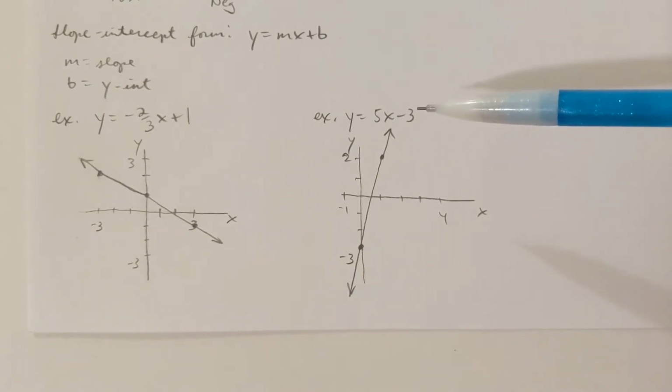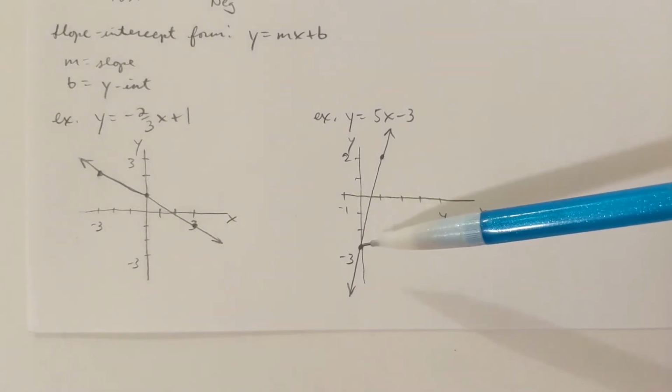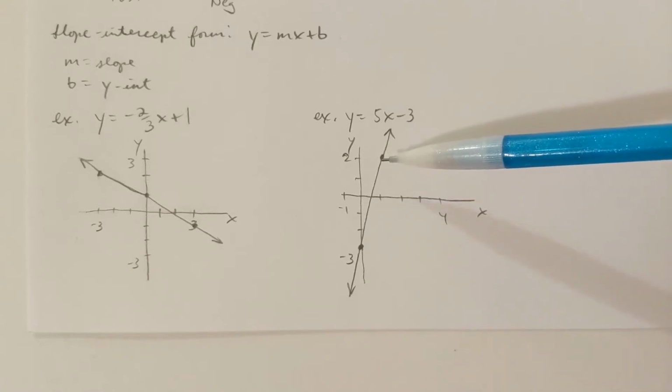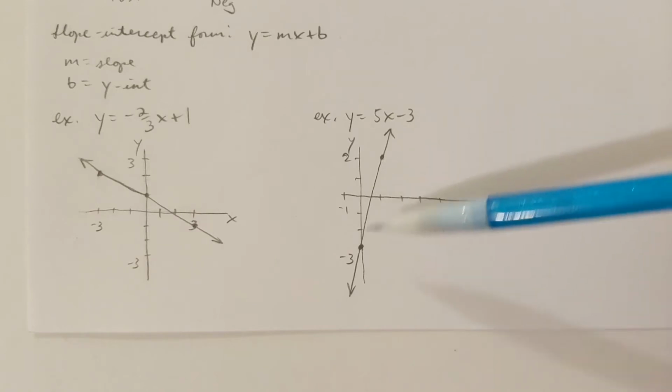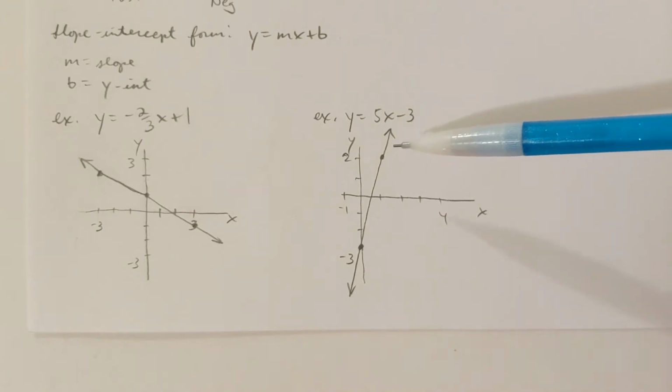y equals 5x minus 3. (0, -3) is the y-intercept. 5 is the slope, so I need to go up 5 and to the right 1. And I've got 2 points plotted there. I can draw my line using those 2 points.